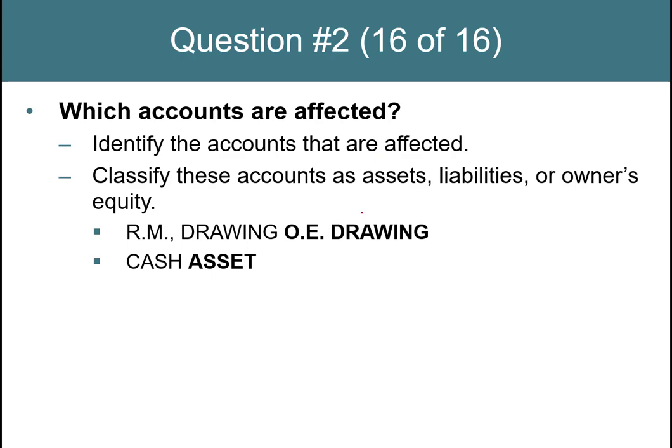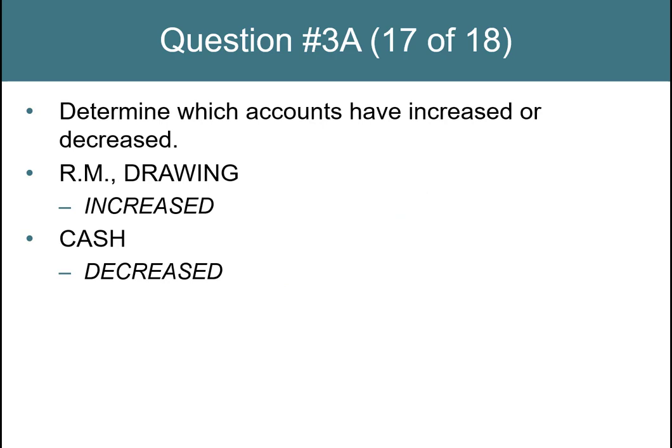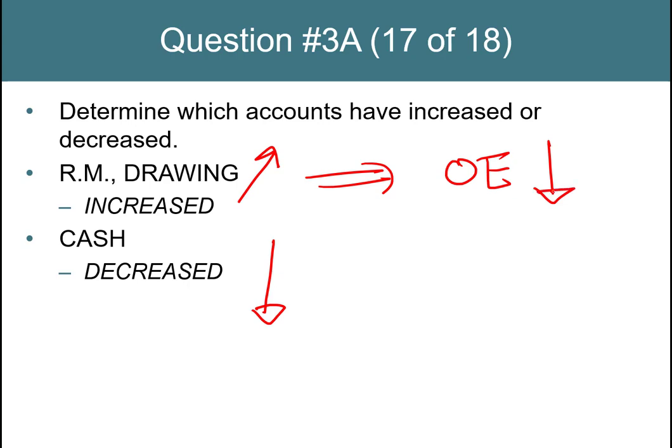The first one, we are going to record it as a drawing. Drawing will increase and your cash will reduce. So drawing increases and cash reduces. The drawing will have an effect on the owner's equity, whereby the owner's equity will reduce. An increase in drawing will result in a decrease in owner's equity. That is the indirect effect.